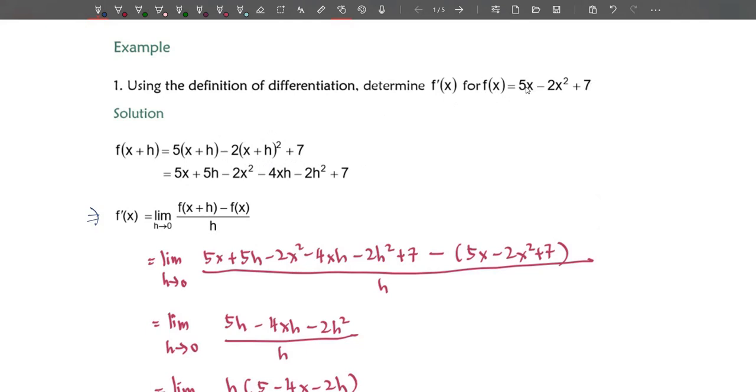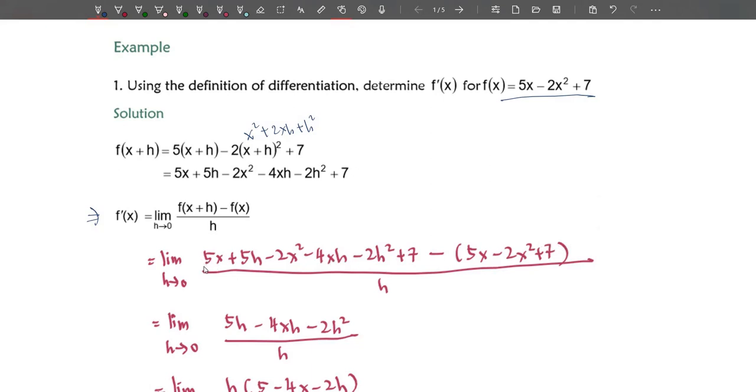Since this is a polynomial function, you can expand them all together. Remember, this is just valid for polynomial functions, or I should say one type of function in f(x). So here we have 5x plus 5h minus 2x squared, because I have expanded. (x plus h) squared is x squared plus 2xh plus h squared. Therefore, we have here negative 2x squared, negative 4xh, negative 2h squared plus 7. Next, write f(x plus h) here altogether, minus f(x), which is 5x minus 2x squared plus 7.